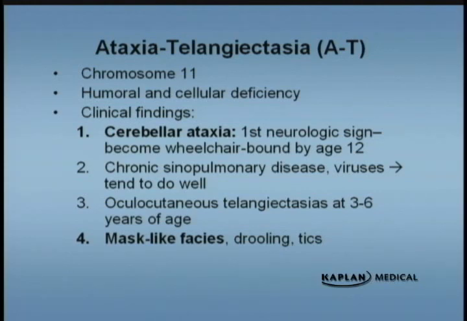Also, since they have an immune deficiency, look for recurrent infections, such as sinusitis and pneumonias. They can also have viral diseases, and they tend not to do well with their infections. And typically they will have telangiectasias. These will be present anywhere on the body, but they're very common on the bulbar conjunctiva, and that's a real easy place to see them. Another clue would be what we call mask-like facies. They can also develop drooling and special tics.